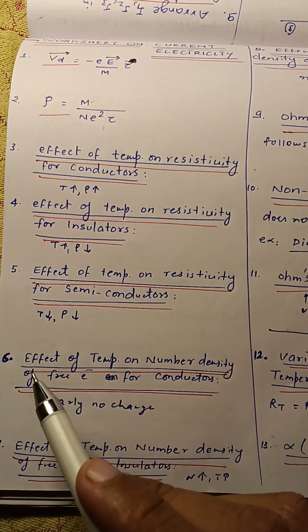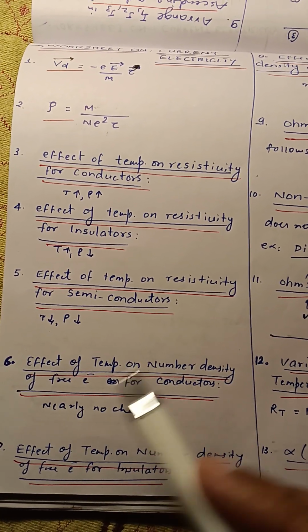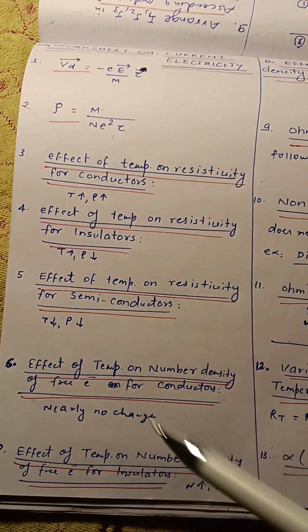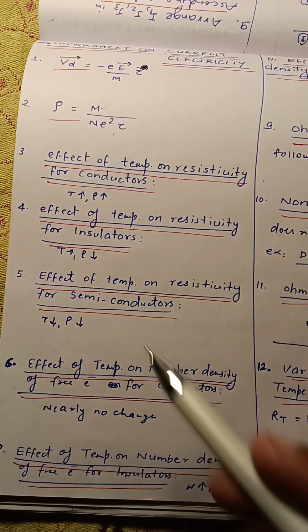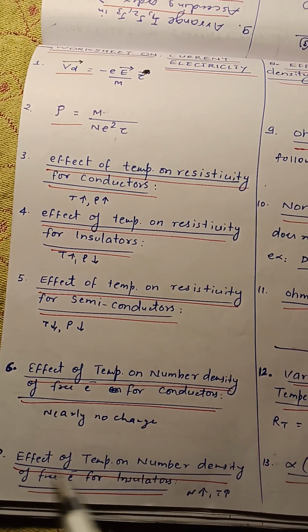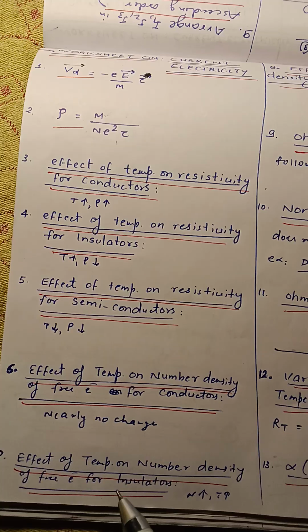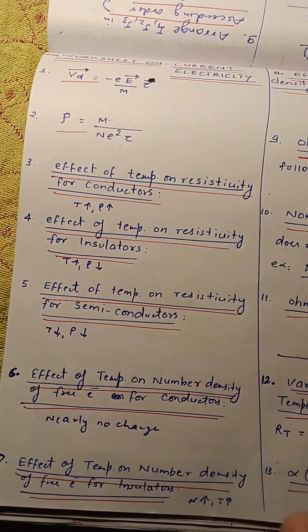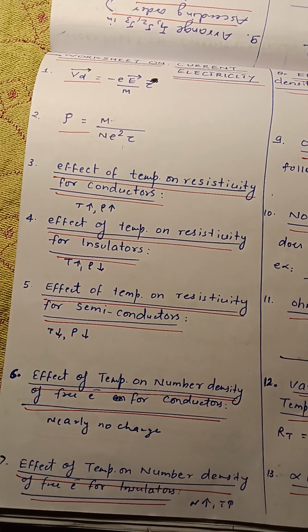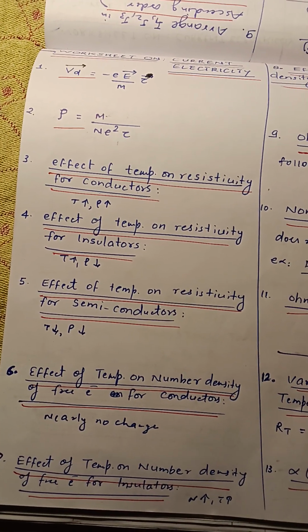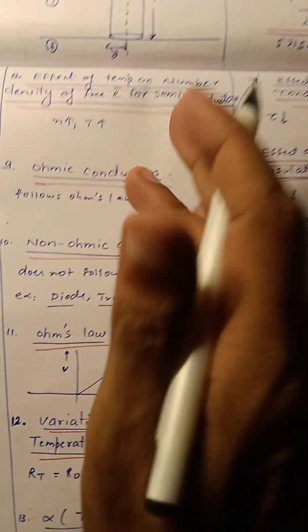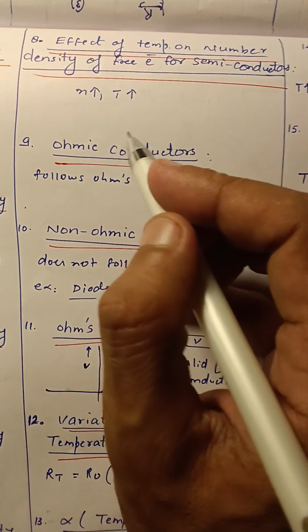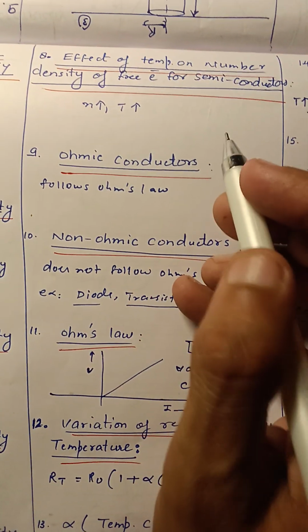Now there is another concept: what is the effect of temperature on number density of free electrons for conductors? There is no effect, no change, because most of the electrons are generally free, the outermost electrons. Next is the effect of temperature on number density for insulators. Here is the key: insulators have a very small number of free electrons. So with increase in temperature, the number density increases. This is the same case for semiconductors also, that with increase in temperature, number density increases.